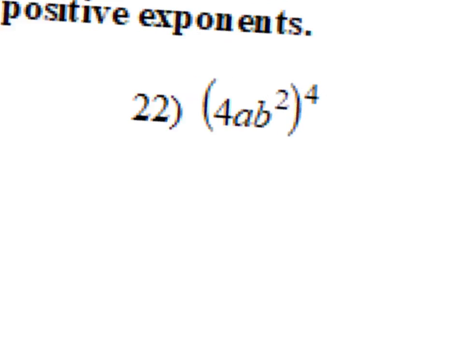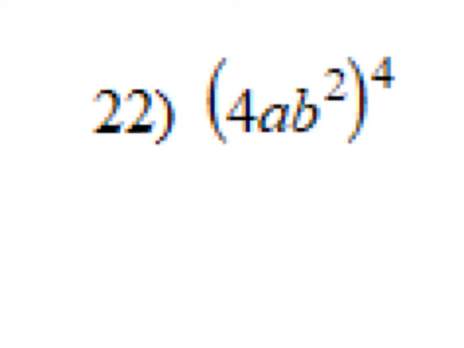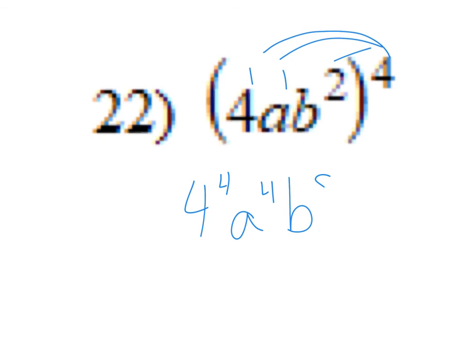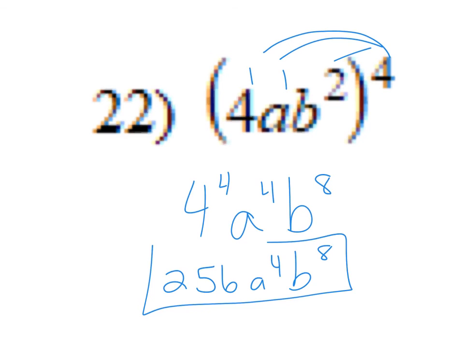Okay, on 22, I'm going to drop that 4 into all the parts. So there's a 1 there and a 1 there, so I'm going to drop it into all 3 parts and get 4 to the 4th, A to the 4th, and then B to the 8th because we're multiplying. Now, 4 to the 4th is 256, and then A to the 4th, B to the 8th, and that's going to be your final answer.